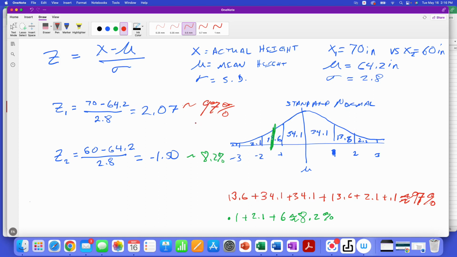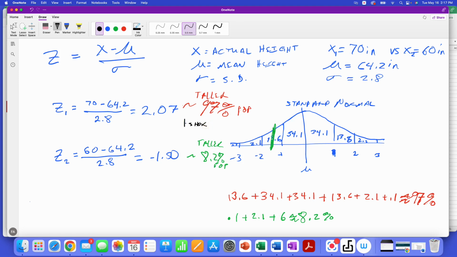Now, another way to look at this is we could also say that 97% of the population is shorter, or this individual is taller than 97% of the population. And this person down here is taller than 8.2% of the population. Now, this is the thing. We can also look at this in the exact opposite realm. Since we know that this value, we know this person is also shorter.